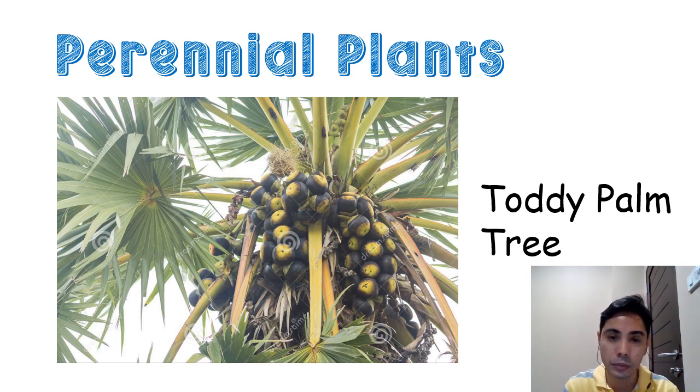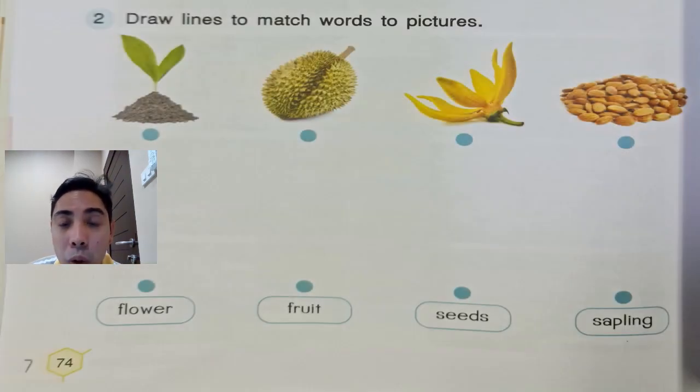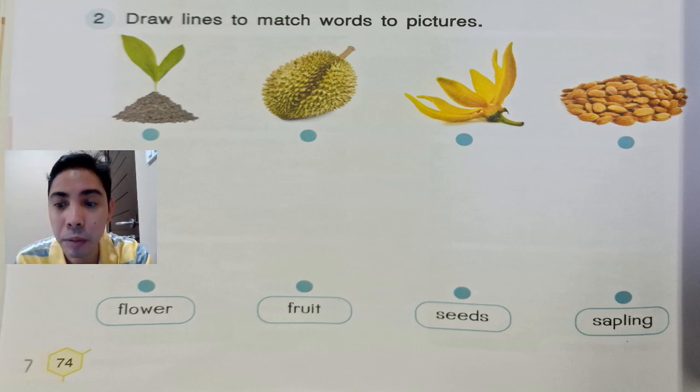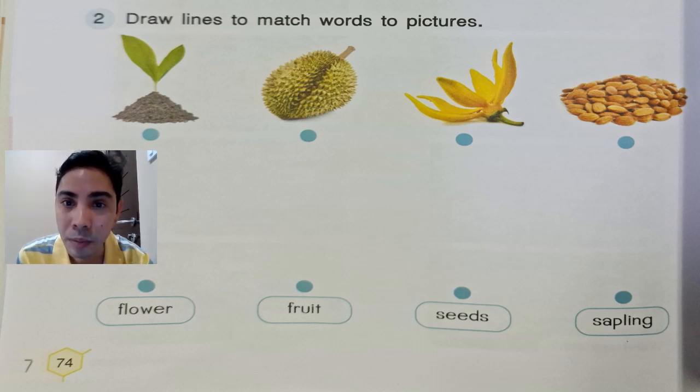Now, okay, go to page 74. Are you on page 74? Okay. We will answer number 2 because we are still learning about the life cycle of a flower. We will learn the parts of the flower next week. But today, let us focus on the life cycle. So let us start with number 2. Draw lines to match the words to the pictures.